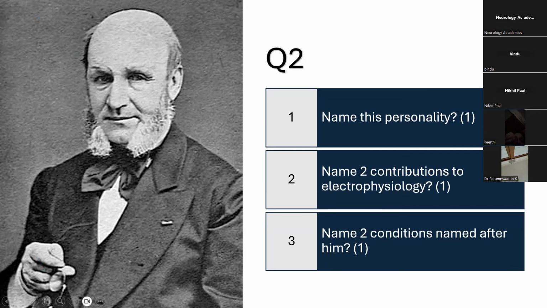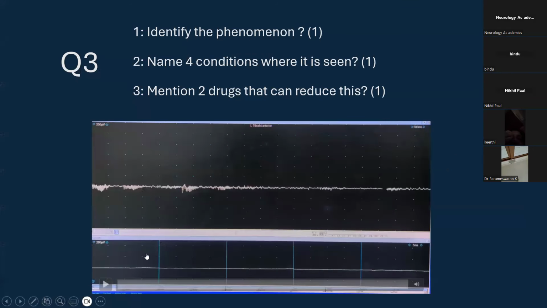Next question. Identify the phenomenon from this EMG study.